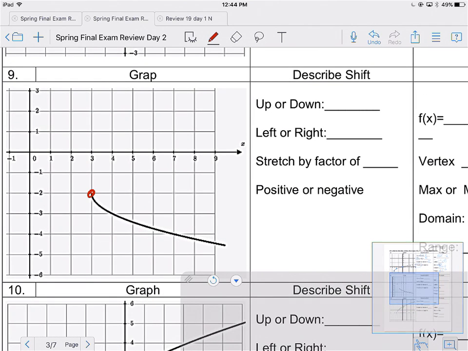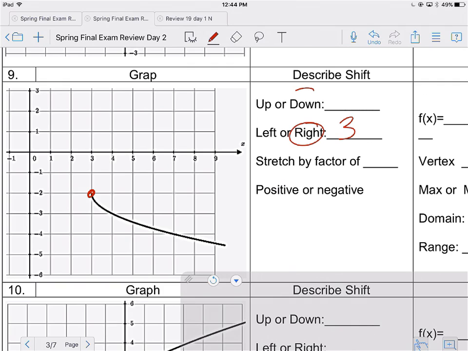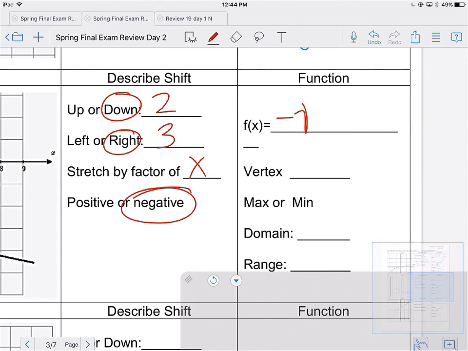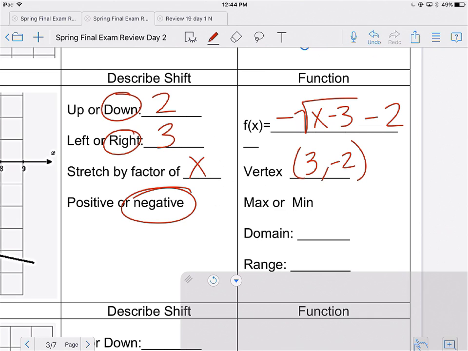Problem 9, my starting point went to the right 3 and down 2. I go 1, 1, 3, 1, so there is no stretch, but there is a negative that made it reflect. So negative out front, to go to the right is a -3 under the square root, down 2 is -2 outside. Vertex is opposite, same. This one has a maximum because of the negative sign. Domain is always greater, this time range will be less than.